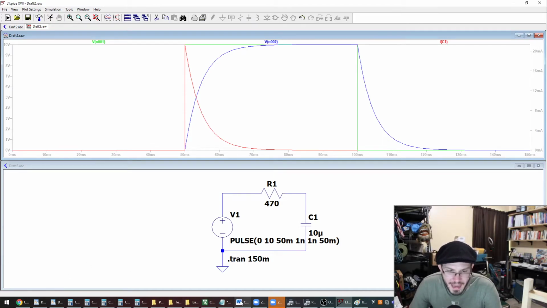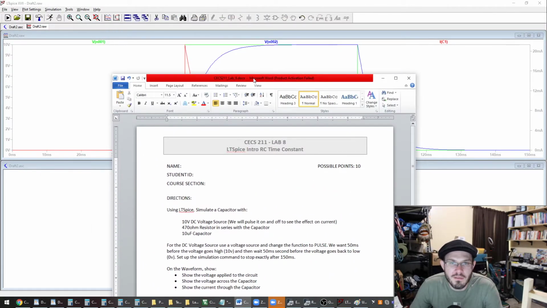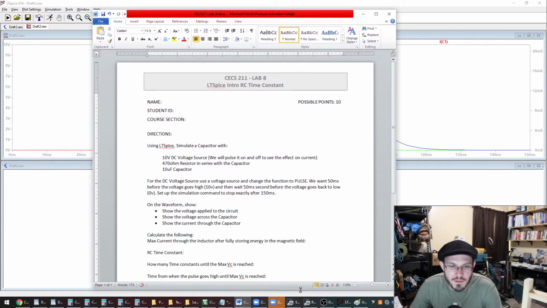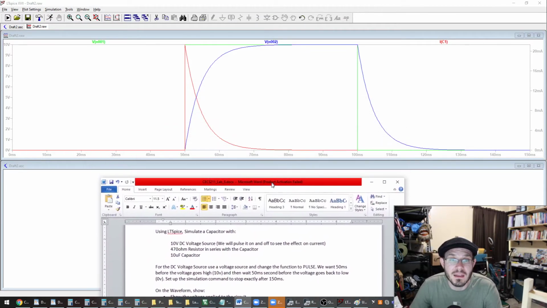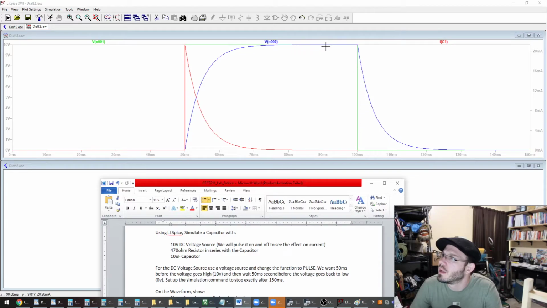Okay, so let me go back to the lab. I want to cover all the important parts of the lab, yet still leave some stuff for you guys to do. RC time constant, you know how to solve that. Show the voltage applied to the circuit. That's the pulse. We did that. That was the first green line on our waveform. Show the voltage across the capacitor. That was the red line that we looked at. No, sorry, that's the blue signal that we looked at.